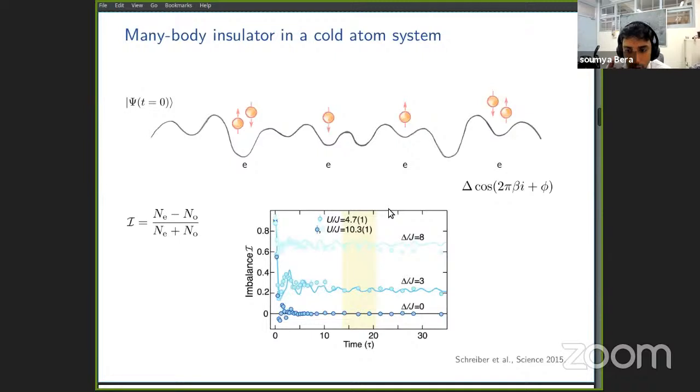The idea of the experiment is very simple. You look at a cold atomic system over here. You have not a random disorder, but a quasi-periodic disorder. Doesn't matter, but you look at the imbalance. And what you see is that at finite disorder strength, the imbalance is flat. It doesn't go to 0. And this flatness is what they call MBL. And I will give you reason that this type of observable is a bogus thing. So one should not look at it ever. Okay.